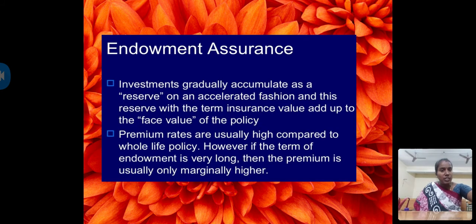Endowment assurance, if you see, investments gradually accumulate as a reserve in an accelerated fashion, and this reserve with the term insurance value adds up to the face value of the policy. Premium rates are usually high when compared to whole life insurance. In endowment policy, premium rate is less, whereas in whole life insurance the premium rate is high. However, if the term of endowment is very long, then the premium is usually also marginally higher. If the term is long, means rate of premium is also high.